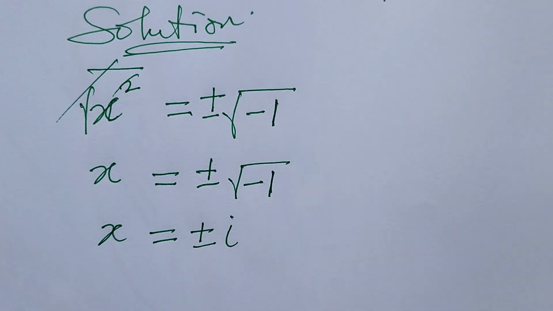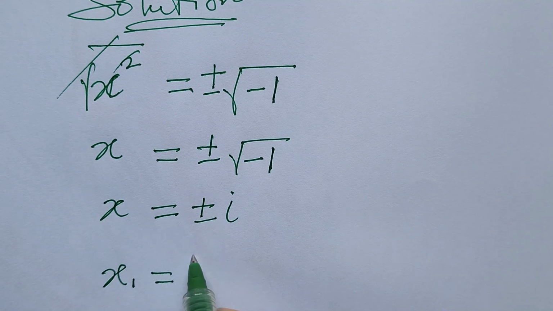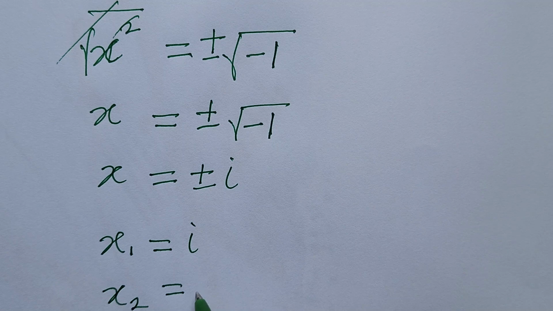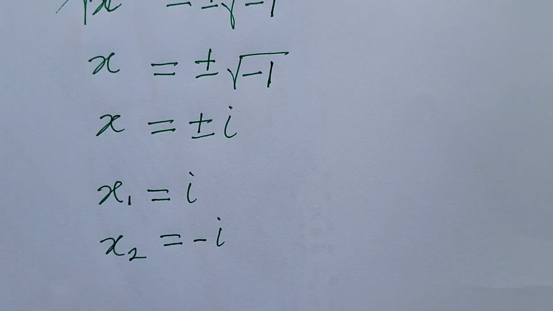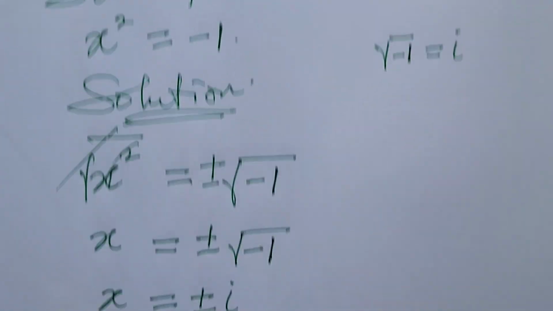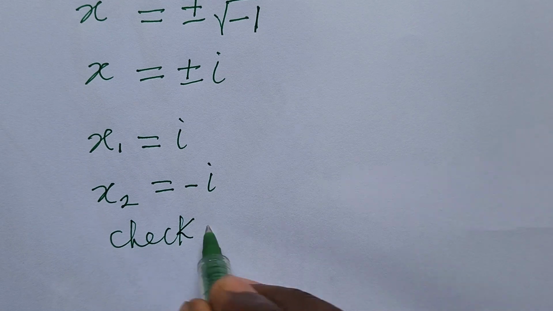Here, the two roots we are asked to look for: we're going to have x1 is equal to positive i, and x2 is equal to negative i. But here, we want to check if these two roots will actually satisfy the original equation. So let's do a simple check.